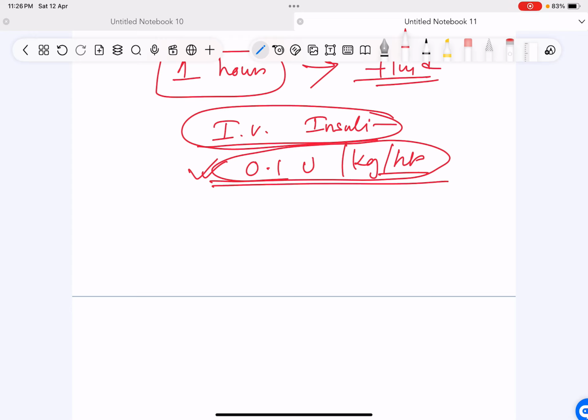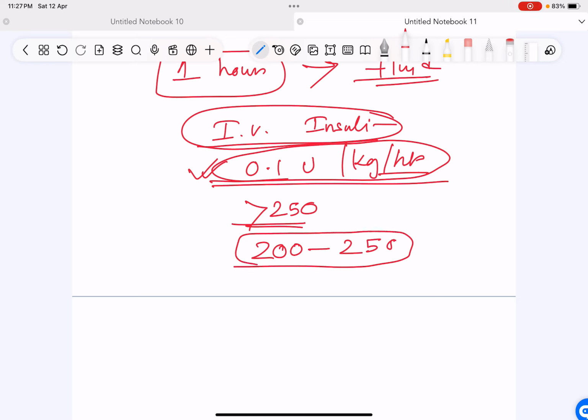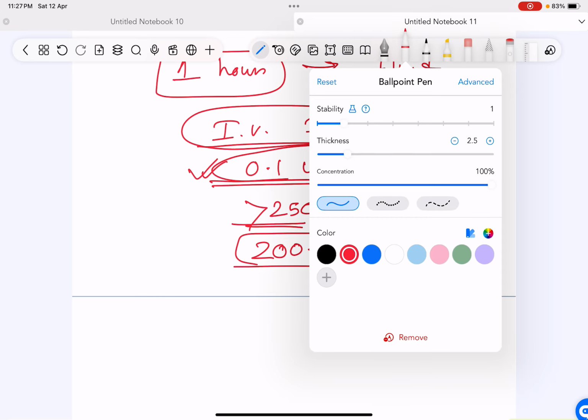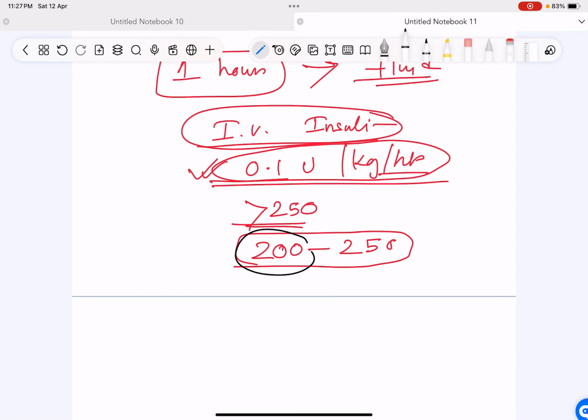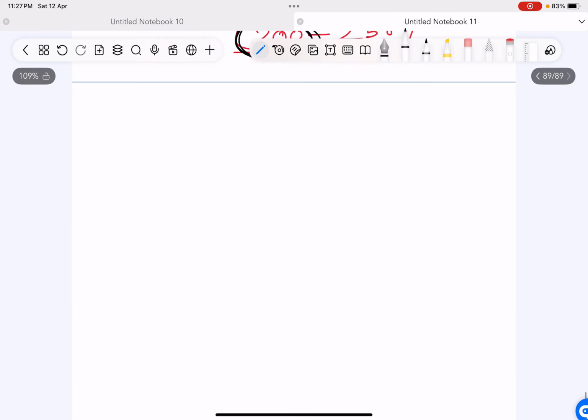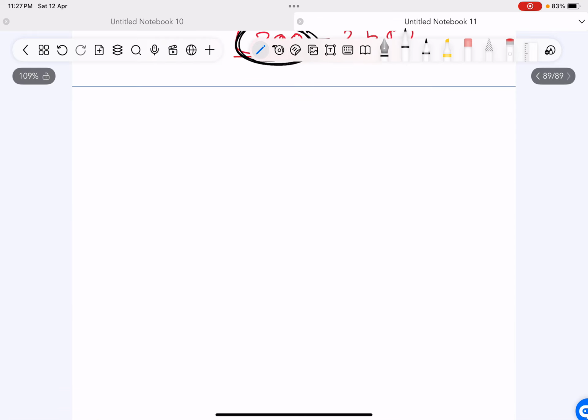Then you monitor the blood glucose levels. So it was more than 250, right? Once it drops and it is now between the range of 200 to 250, preferably when it is now near 200, when the glucose level is near 200, you reduce the infusion rate.